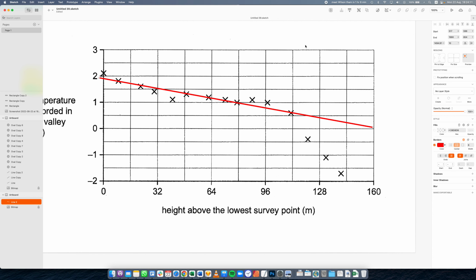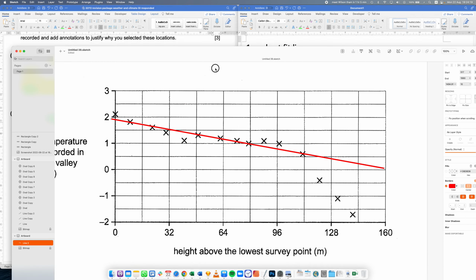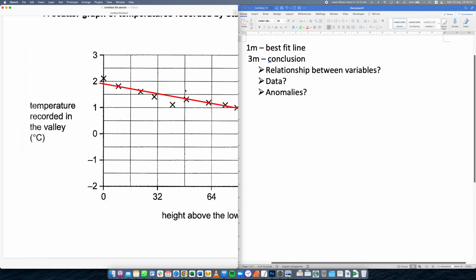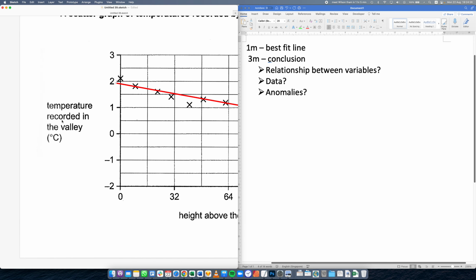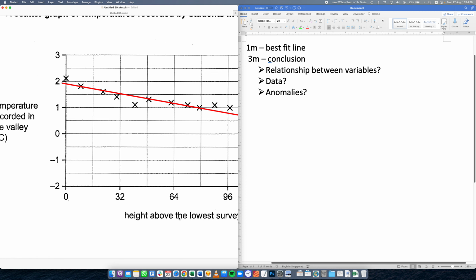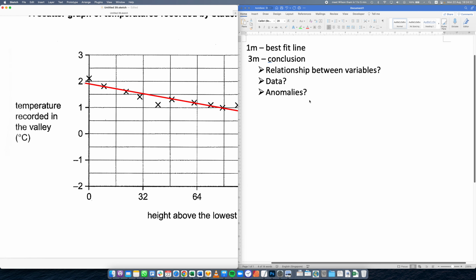We have the best fit line, all right? So we can see that these are anomalies, and these are data we should be able to quote to talk about how it supports the relationship. Okay, so what conclusion can we draw? Now, the height is at the x-axis, and the temperature is at the y-axis. So please get the relationship right. The independent is over here, the dependent is the temperature.